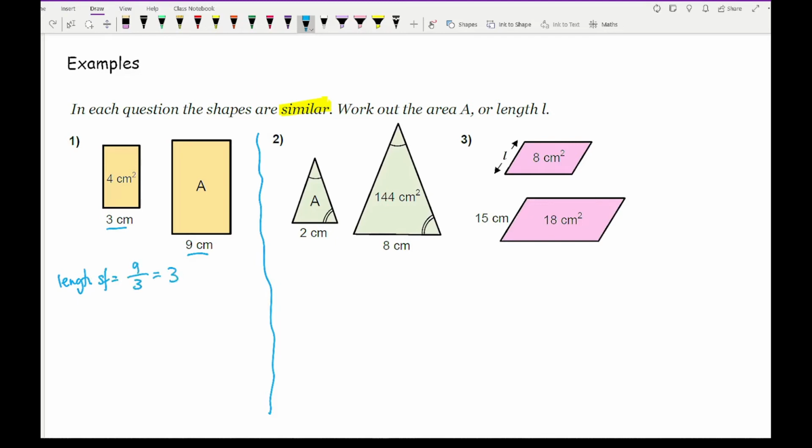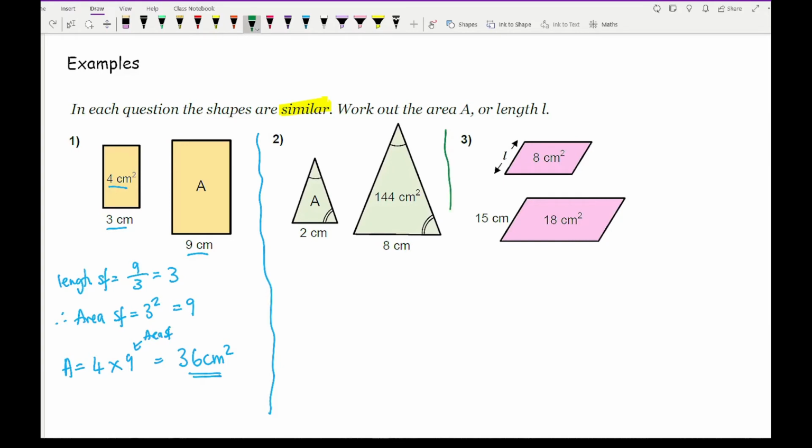Now A in this question is the area. So if the length scale factor is 3, then the area scale factor is going to be 3 squared, which is 9. Now from this I can multiply the 4, and I'm multiplying because I'm going from smaller to bigger. And again, if you've got no idea what I'm talking about, then I do recommend you watch the previous video looking at similar shapes and similar triangles. So here A equals 4 times 9, because 9 is an area scale factor and it's the area that I'm wanting, and that gives me 36, and it'll be centimetres squared, and there is my final answer.